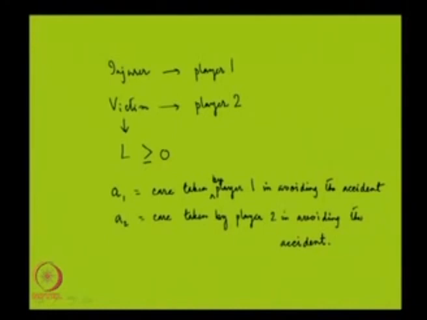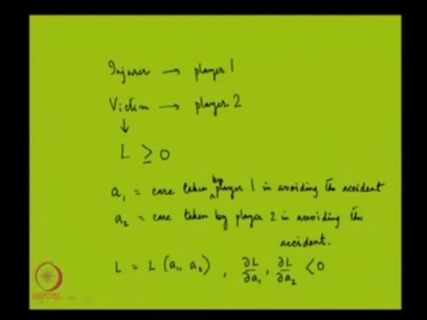So L can be thought of as a function of A1 and A2. And it's a declining function in both the variables. So I can write it like this. It's a continuous function, I am going to assume, which means that these two partial derivatives exist and they are negative. If more care is taken, there is less loss incurred by the victim. So this is the loss incurred by the victim.